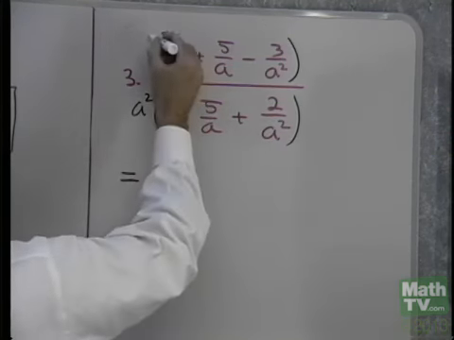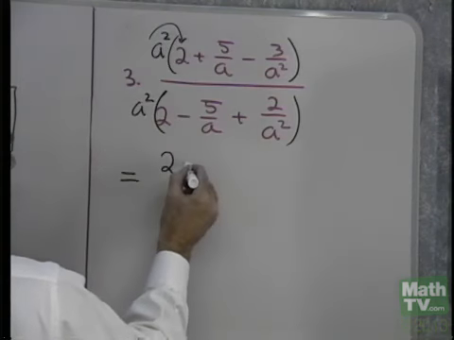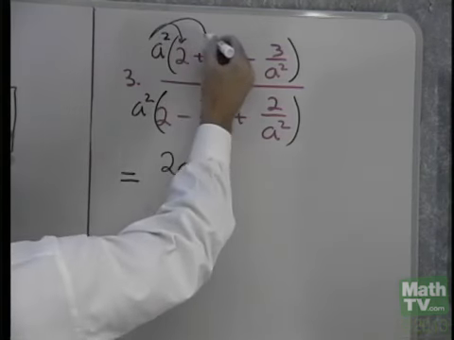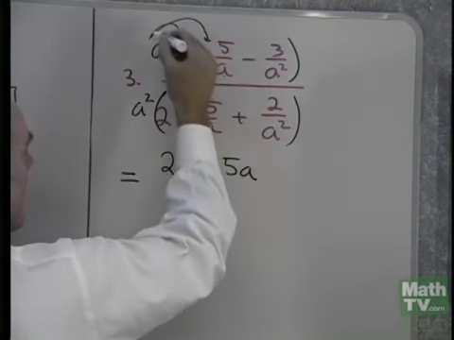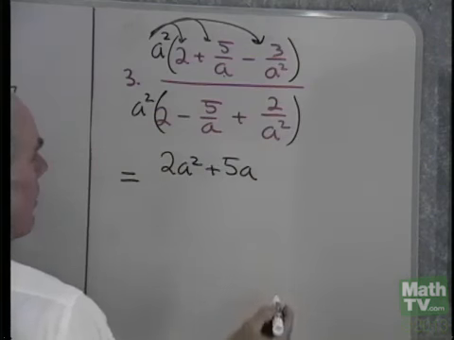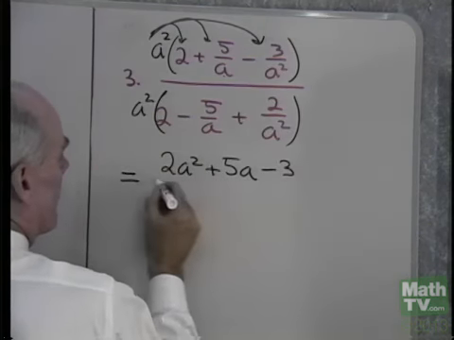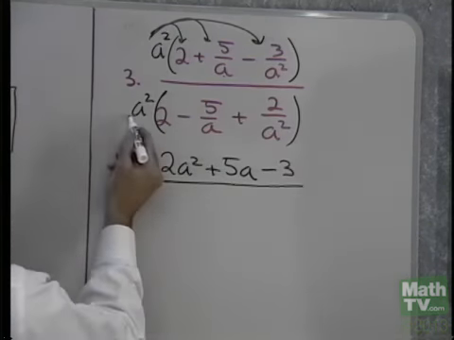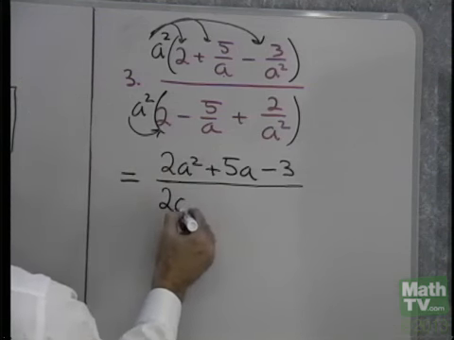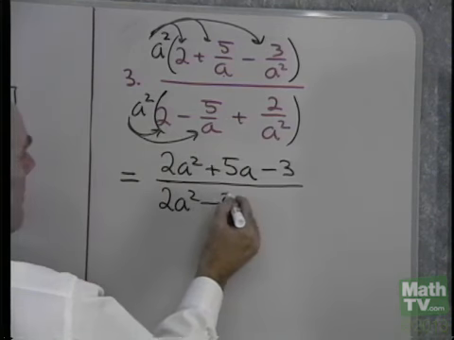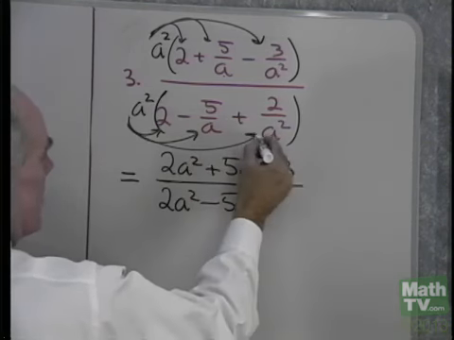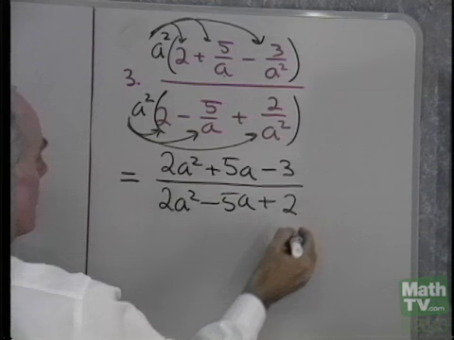When I do that, I have a squared times 2, which is 2a squared. A squared times 5 over a, which is 5a. And then a squared times 3 over a squared, which is 3. That will all be divided by a squared times 2, which is 2a squared. A squared times 5 over a, which is minus 5. And a squared times 2 over a squared, which is 2.